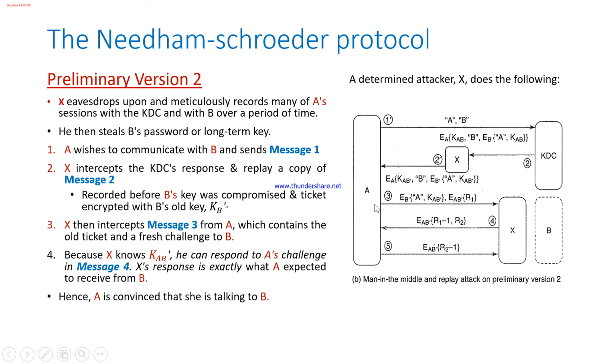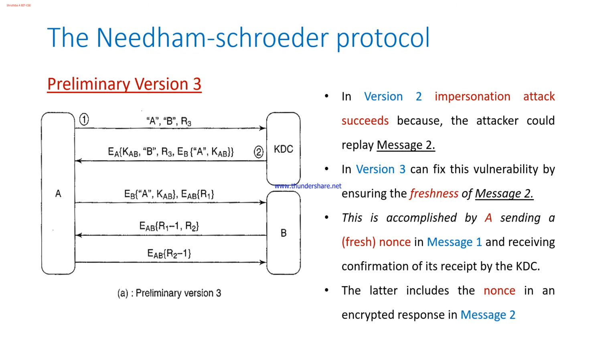So whatever message A intends to send to B will now be received by X, and X will be impersonating B completely. So this is how the attacker still managed to attack the Needham Schroeder protocol. Next, they thought of coming up with a version 3.